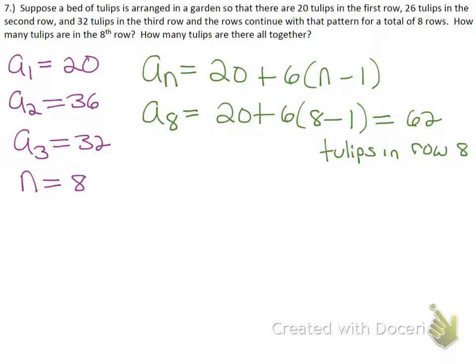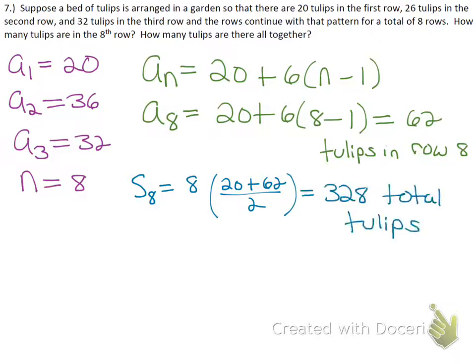Now, the second question asks how many tulips are there altogether, or a series question. What does that arithmetic series look like? The arithmetic series looks like this, and when we evaluate it, we can figure out that there are 328 total tulips. So hopefully that problem went okay. Like I said, this problem was very similar to the marching band problem.